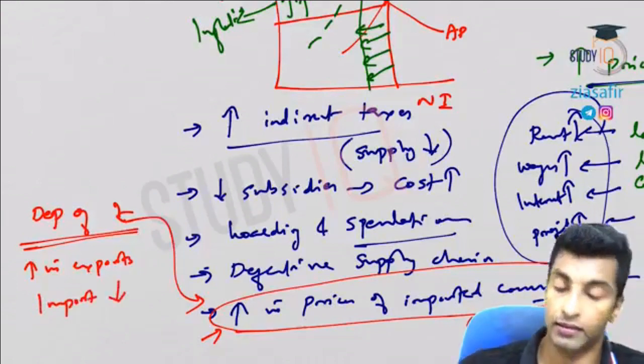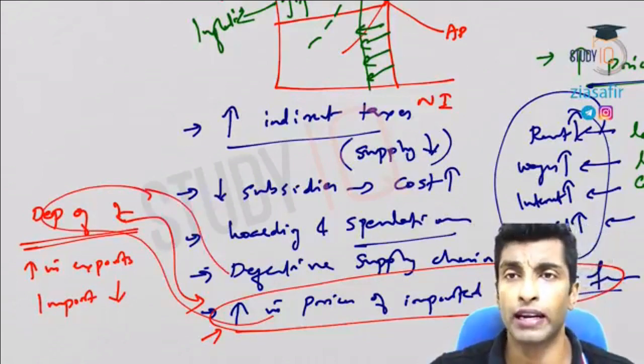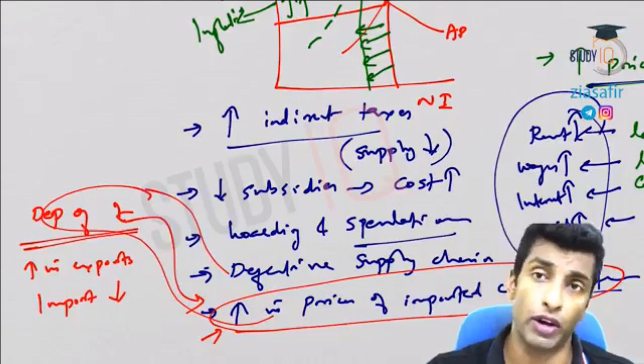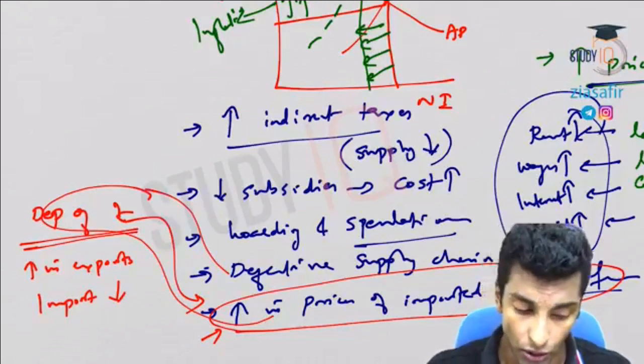Import less. You can connect actually with these two. Import less means now you are importing less, so domestic supply will be reduced. Okay, so if you are importing less, means less supply will be there, so cost push inflation. So all these are the reasons.